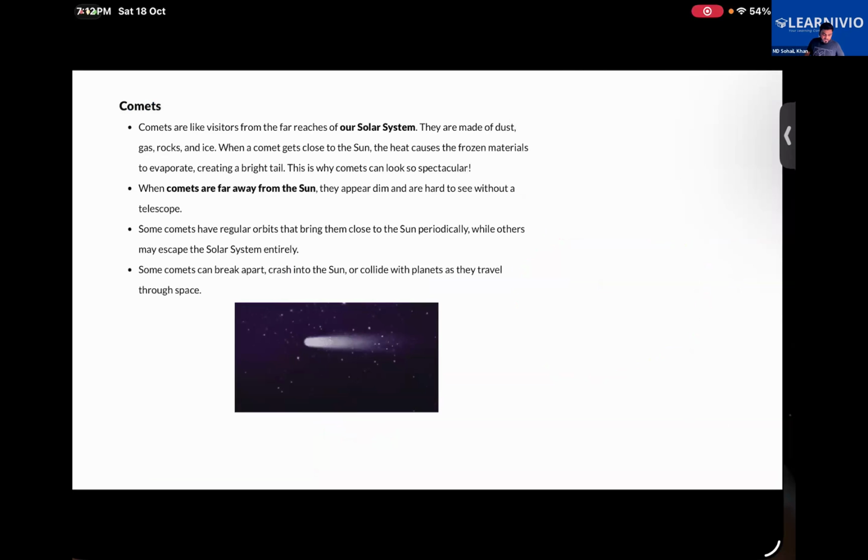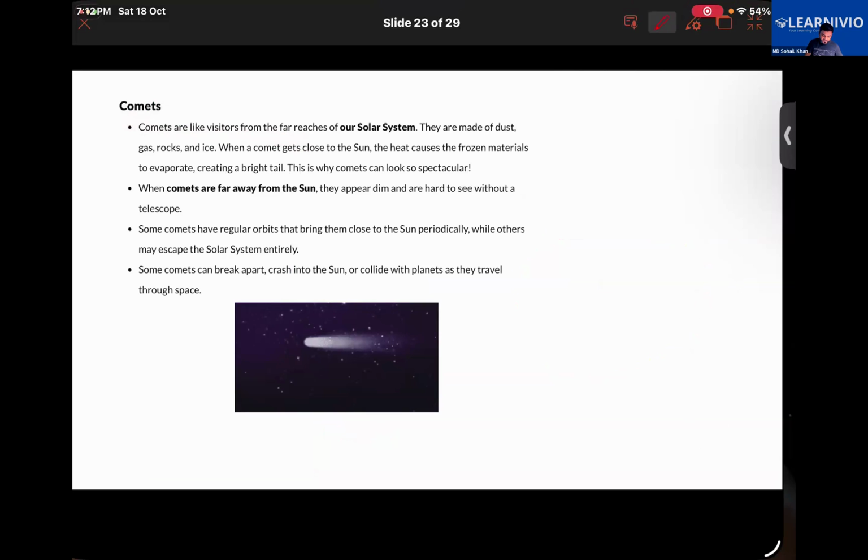Talking about another celestial body, the comets. Comets are like visitors from far away places that reach our solar system. They are made up of dust, gas, rock, and ice. When a comet gets close to the sun, the heat causes the frozen materials to evaporate, which creates a bright tail. Like this comet is approaching near the sun right now.